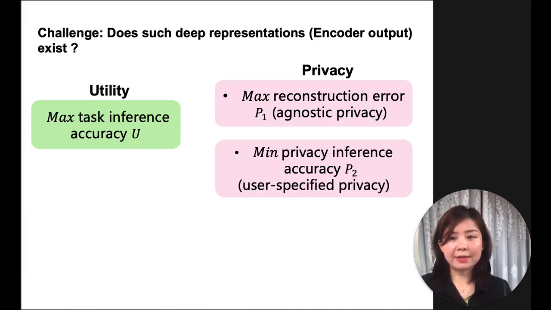This is to quantify the inference accuracy, and maximize the reconstruction error. This is used to quantify the agnostic privacy, and minimize the inference accuracy of some private attributes, which is used to measure the user's specified privacy.